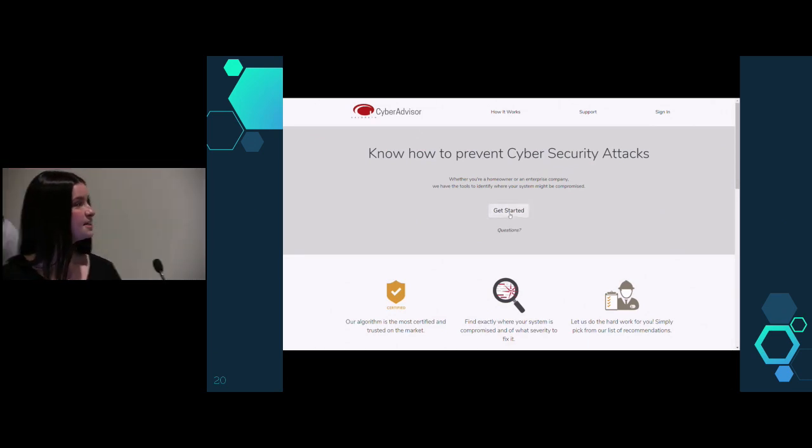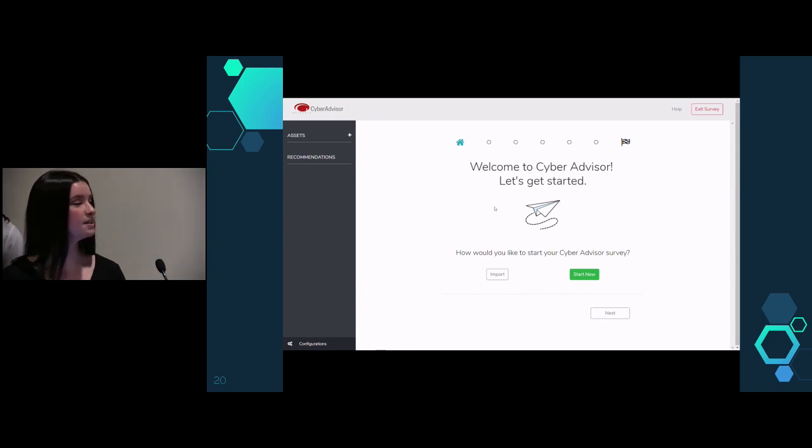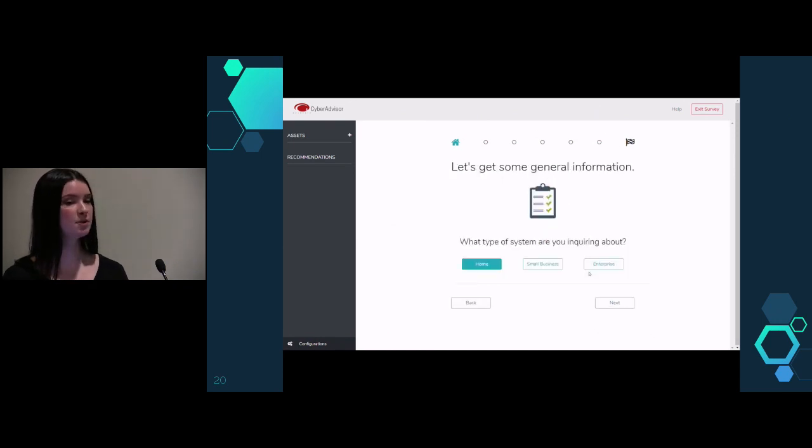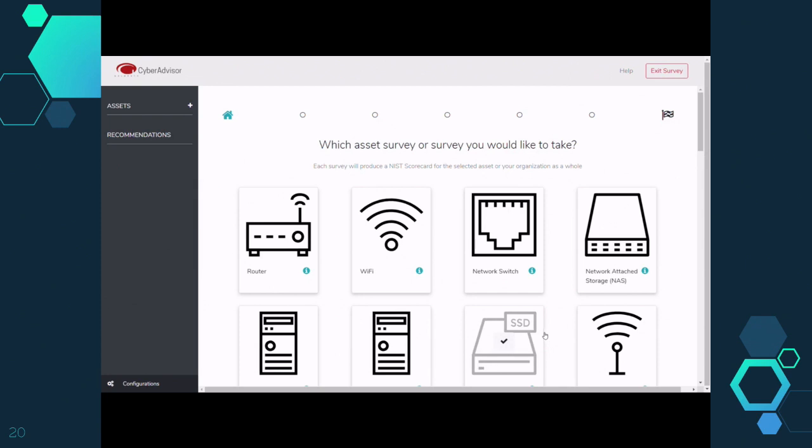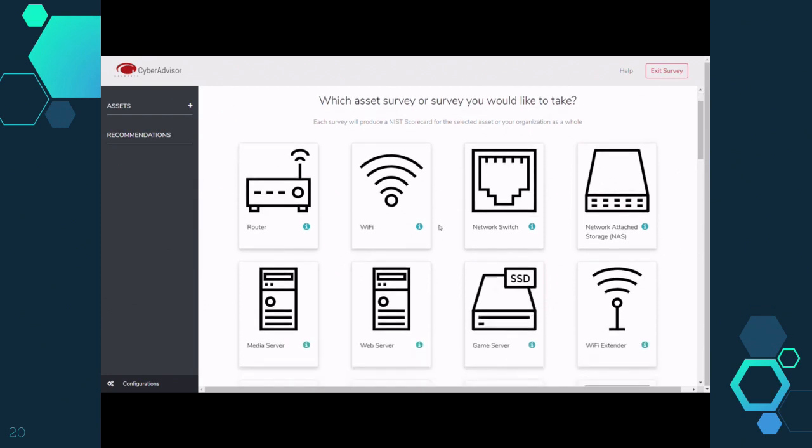So we decided to add a landing page, just to market the product. Here you can start the survey, you can start with importing, or you can start fresh. Importing will pull data from a previous survey. Starting fresh, you are asked some general information on what kind of system you're inquiring about, what kind of user you are. And so here is where you select the assets, and for each asset you will take a survey.